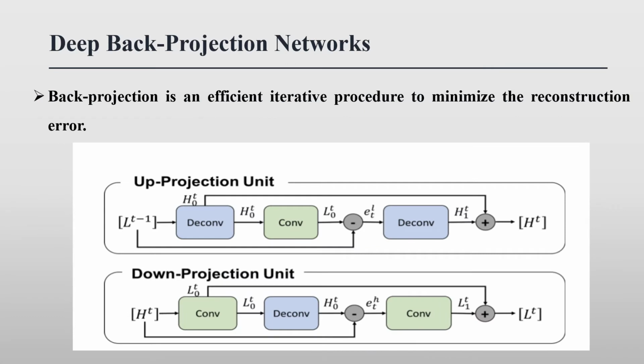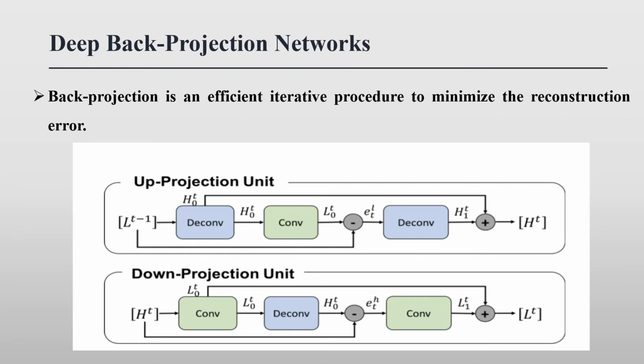Now coming to the deep back projection networks, observing the architecture of this network, one can observe the architecture of the up projection unit and down projection unit as well. Before that, what is back projection? Back projection is an efficient iterative procedure to minimize this reconstruction error. That is, error is propagated from one layer to the other.